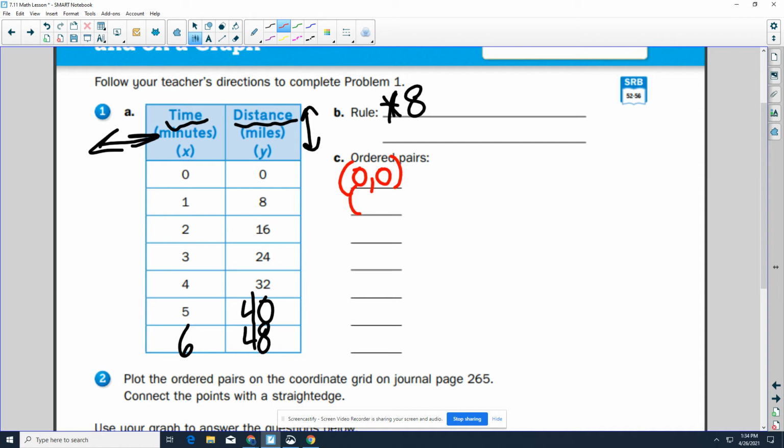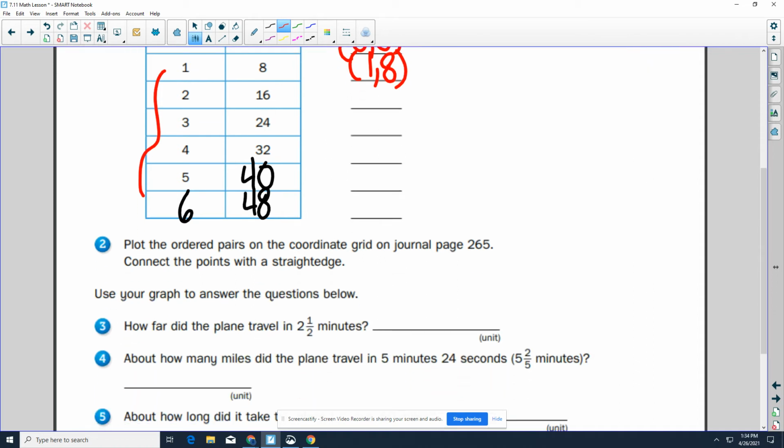Let's look at the next one. I would say my x is 1, my y is 8. And you would fill that out for the rest of these over here. So after you write the ordered pairs, we want to go through and plot the ordered pairs on the coordinate grid on Math Journal page 265.